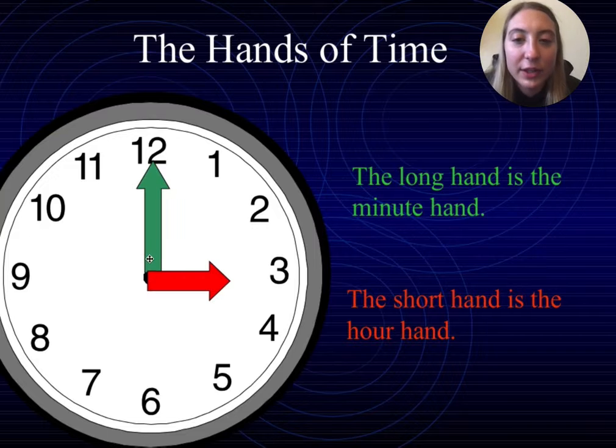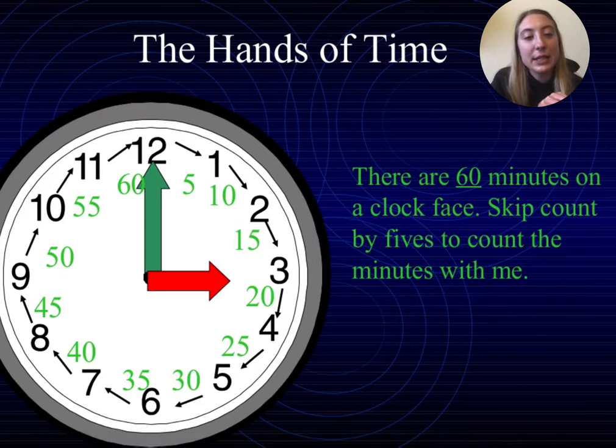Remember, the long hand right here is going to be our minutes, and the short hand right here is pointing to our hour, what hour it is. So the long one is minutes, the short one is hours. Remember, there are also 60 minutes on a clock face, so we can skip count by fives to count the minutes. Let's do it together. So when it goes to the 1, we have 5 minutes, 10, 15, 20, 25, 30, 35, 40, 45, 50, 55, 60. 60 minutes in 1 hour.